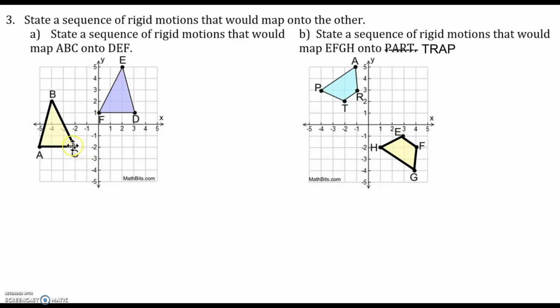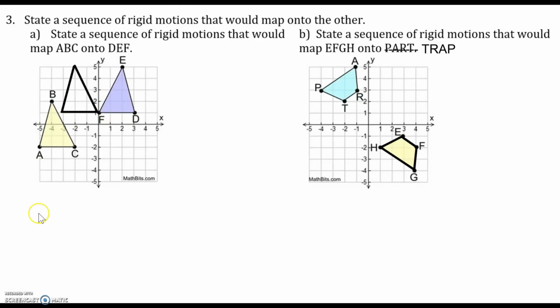So what I would first probably do is try to figure out if I could translate or reflect to get ABC closer to DEF. And so personally, I would translate it 2 units to the right, and then I would translate it 1, 2, 3 units up so that it would be closer to the original triangle, and then I would flip it over the y-axis.